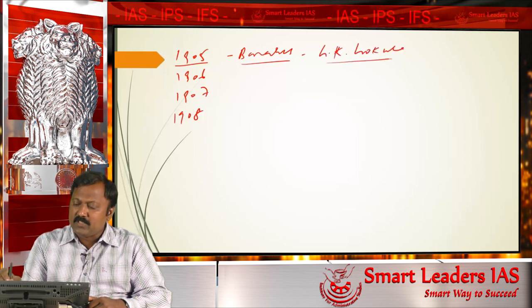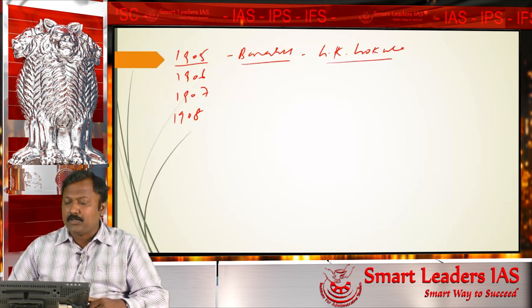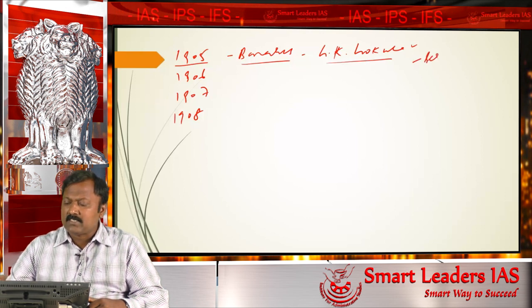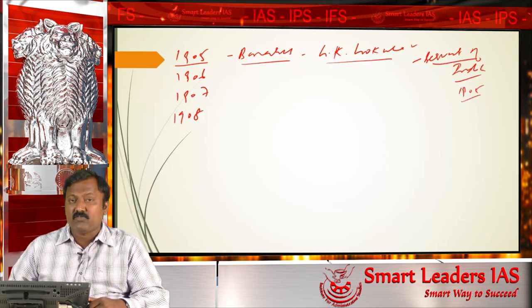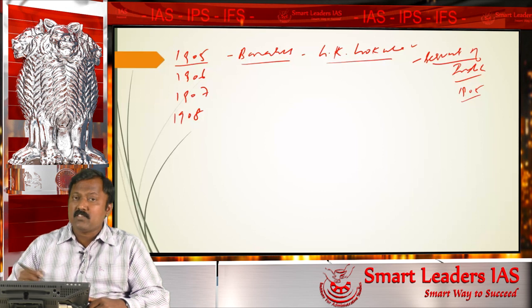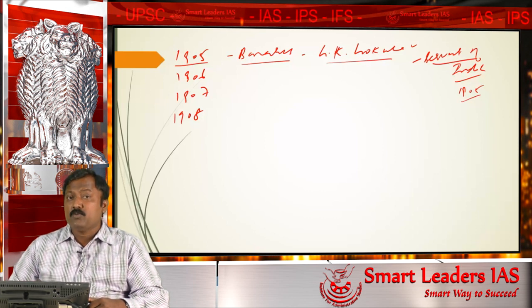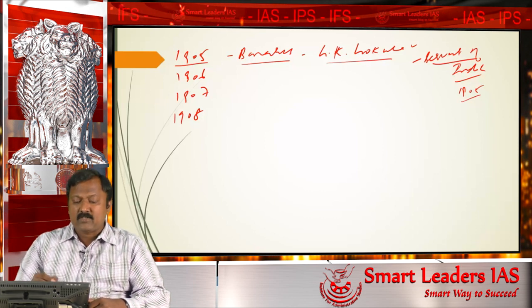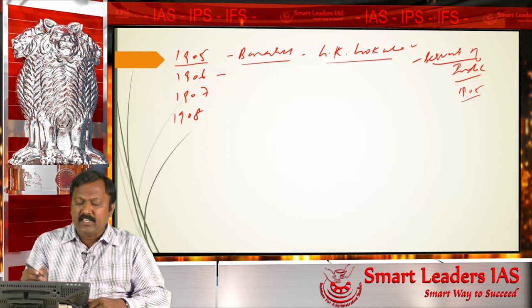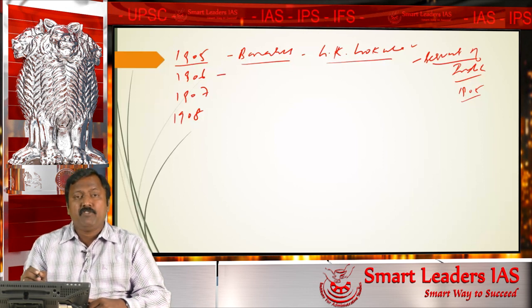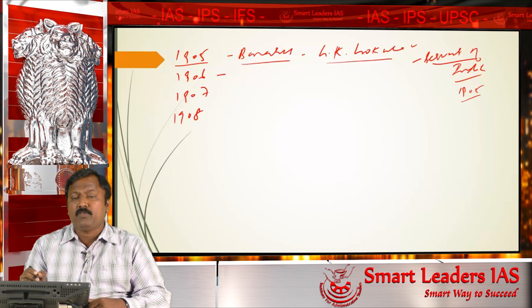You have to remember this place, Banaras, and Gopal Krishna Gokhale. Gopal Krishna Gokhale being a moderate leader, in 1905 he also founded a society which is called Servants of India Society. Just remember this date also. In 1905 he established Servants of India Society as an organization. Gopal Krishna Gokhale happens to be a moderate who happens to be the political guru of Gandhi. So 1905 Banaras session.